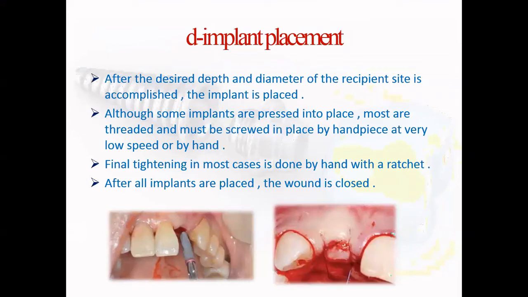After the desired depth and diameter of the recipient site is accomplished, the implant is placed. Although some implants are pressed into place, most are threaded and must be screwed in place by handpiece at a very slow speed or by hand. Final tightening of implants in most cases is done by hand with a ratchet. After the implant is placed, the wound site should be closed without exposing any implant surface.